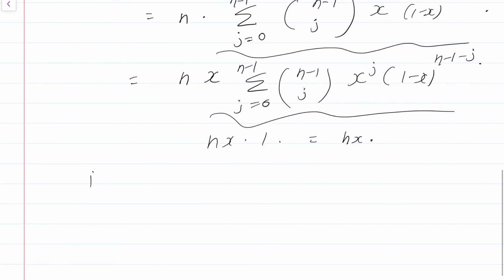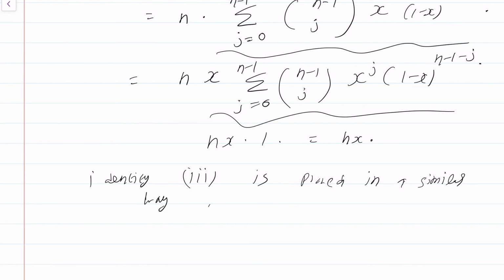Identity 3 is proved in a similar way, and I leave it to you. It is left as an exercise.